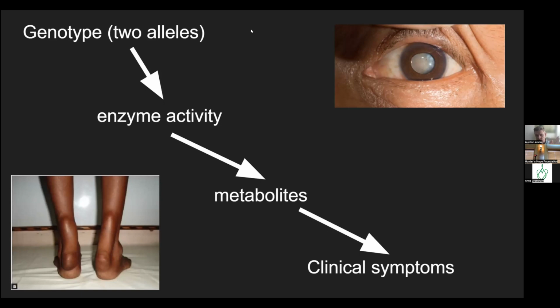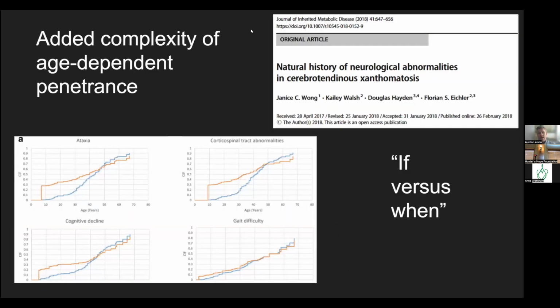So some of the symptoms of CTX include cataracts and tendon xanthomas. But most importantly, CTX is a progressive neurologic disease. So the symptoms that we are most interested in preventing, or preventing the progression of, are things like ataxia, spasticity, cognitive decline, and gait difficulty. One of the complexities of CTX is that these symptoms don't occur all of a sudden, and many of them don't occur in childhood.